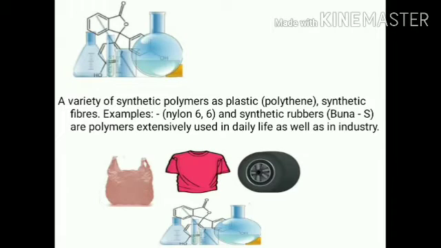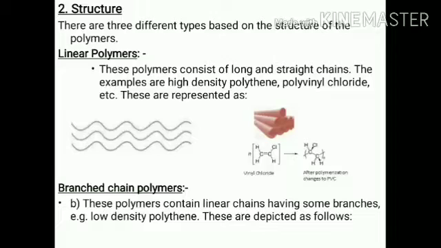Okay, synthetic fiber examples are nylon 6, nylon 66, and synthetic rubber, Buna S, Buna N are examples of synthetic polymers. I told you Buna S and Buna N are synthetic rubber, not natural rubber. Natural rubber is neoprene. Okay, and now classification of the polymers on the basis of structure.